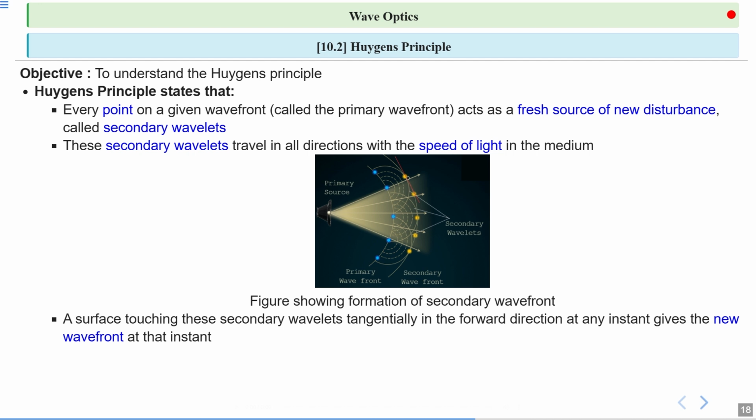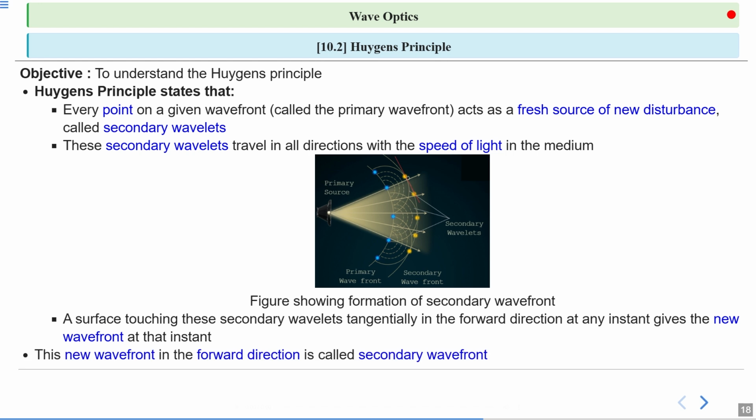As the secondary wavelets travel, they form a surface that touches them tangentially in the forward direction. This surface represents the new wavefront at any given instant. So finally, the new wavefront formed in the forward direction is known as the secondary wavefront. This concept is vital for understanding wave interaction and phenomena such as interference and diffraction.